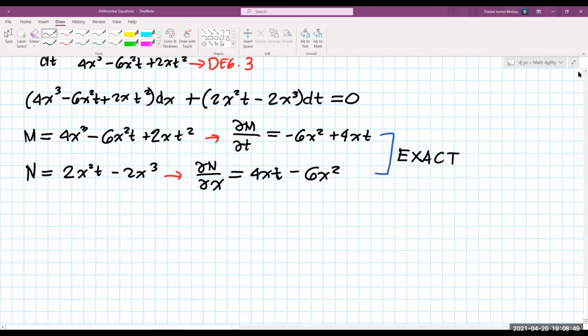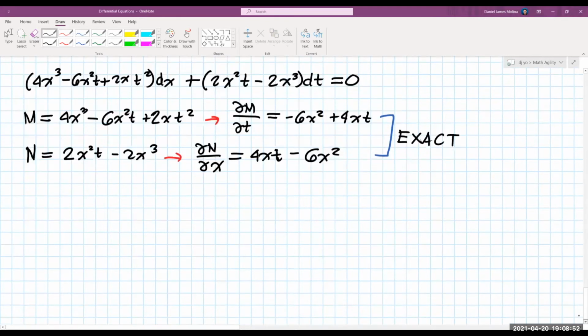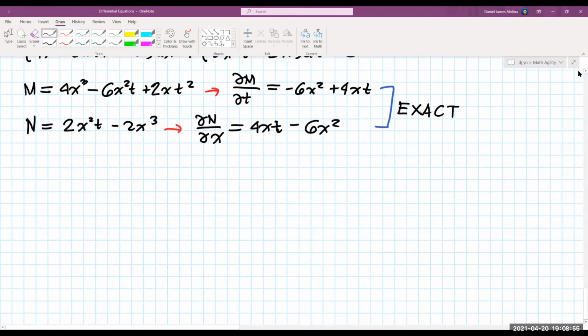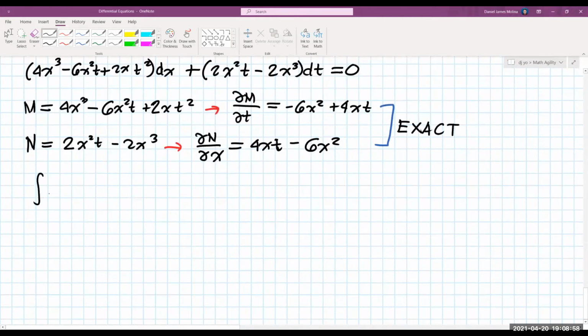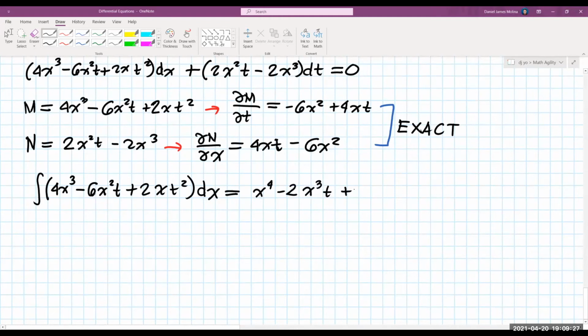So let's integrate the two terms. Let's try not to have the twist from a while ago. Let's integrate the first term, 4x cubed minus 6x squared t plus 2x t squared, with respect to x. From this integral, the variable t will be considered a constant. So the integral of the whole expression is x to the fourth minus 2x cubed t plus x squared t squared. All of those are by power rule.